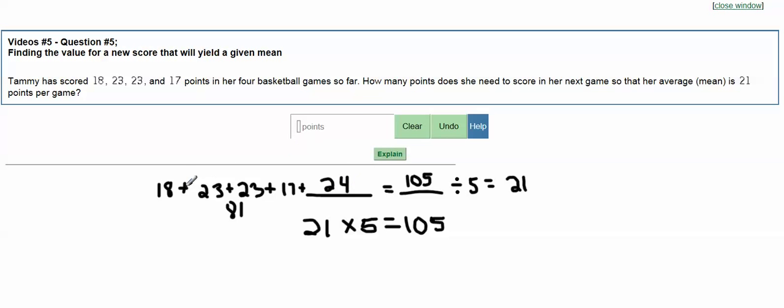So just so I can show you that this works, if you add all 5 of these numbers, you get 105. That's how many total points she got in the 5 games. Divide it by the 5 for the number of games, and you get 21. So then the answer would be that she needs 24 points in the 5th game in order to make that happen.